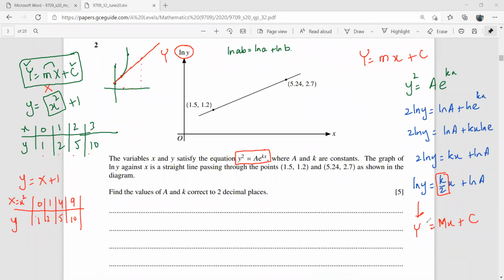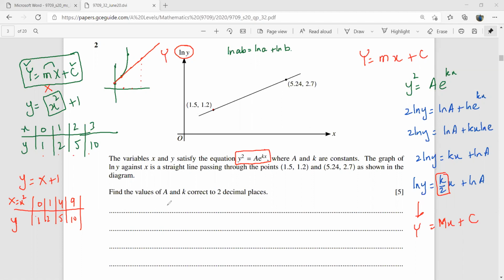Okay, so it says find the values of A and k correct to two decimal places. This means that we have plotted ln y over here, and we have plotted x over here. So this ln y is your Y over here, and that is why you have a straight line graph. The gradient of these two points over here will give you the value of k over 2. For example, suppose I ask you to write down the equation of a line which is passing through these two points.